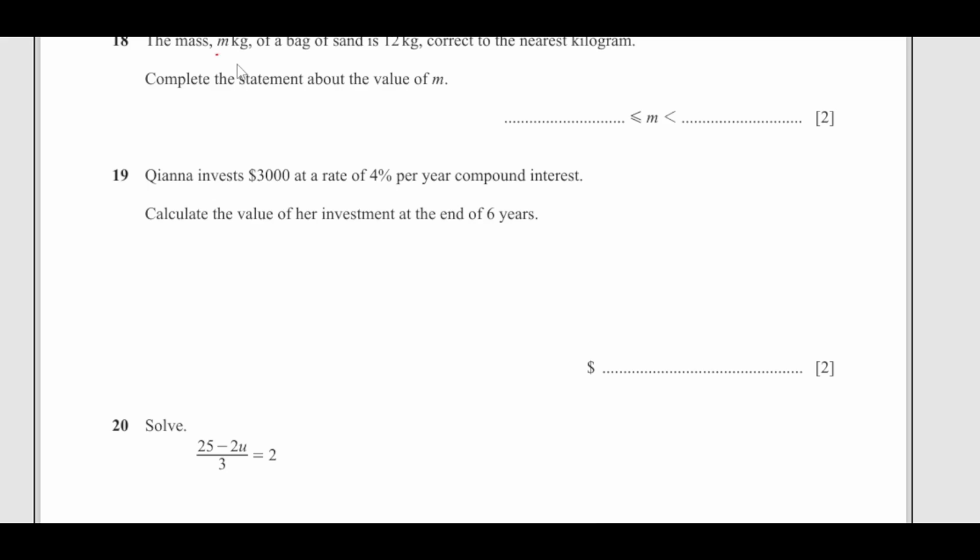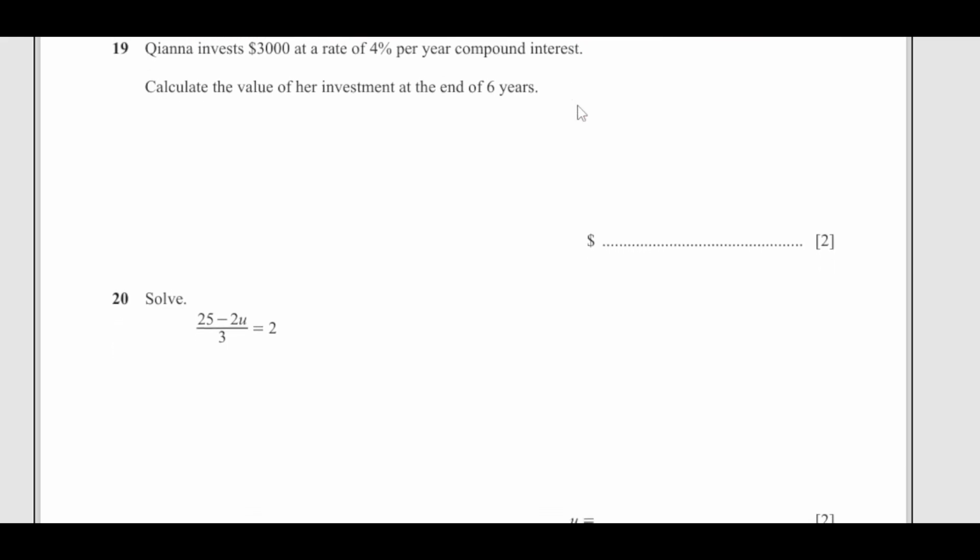The mass m kilogram of a bag of sand is 12 kilogram to the nearest kilogram. Complete the statement about m. So 1 kilogram divided by 2 will be 0.5. So we are going to take the upper limit by adding 0.5, which gives us 12.5, and here we are going to subtract 0.5 for the lower limit, that is 11.5. So that's what I'm going to write here, 11.5 and 12.5.